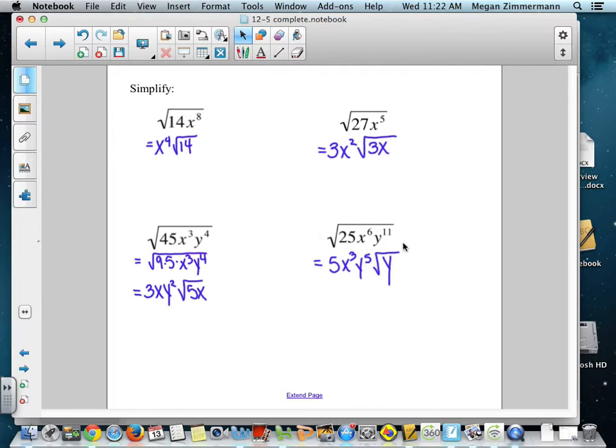And then here, square root of 25x to the 6th, y to the 11th. I know the square root of 25 is 5, so I pull a 5 out, and then the square root of x to the 6th, there's 3 pairs of x's there, so it would be x cubed. And then the square root of y to the 11th, there's 5 pairs of y's there, so it would be y to the 5th times the root of y.